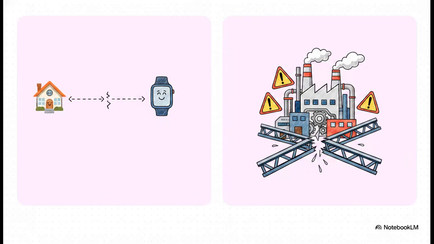Now, to really wrap our heads around the sheer scope of IoT, we have to look at the business stakes involved. Think about consumer IoT for a second, like a smartwatch. If it suddenly drops its connection, what happens? You might lose a few minutes of fitness tracking. It's a bummer, but pretty minor stakes, right? But then contrast that with industrial IoT.